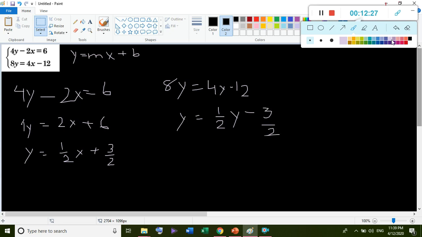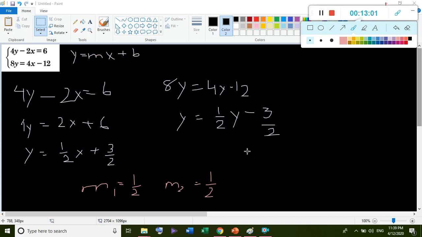Now here we're going to look at the slope of each equation and the y-intercept of each equation. Here the slope of the first equation is m1 equals half, and m2 equals half. So we have the same slope, which means the lines are either parallel or they are the same line, above each other.